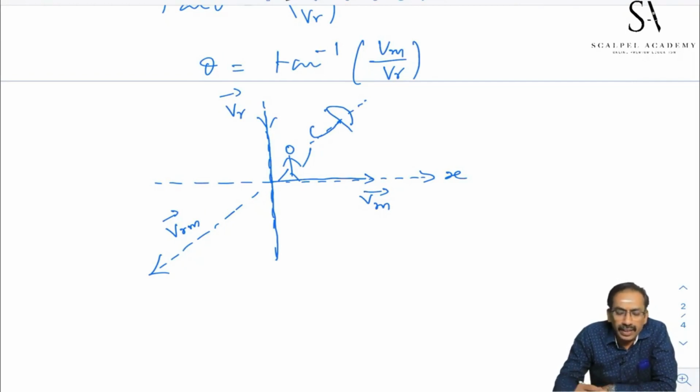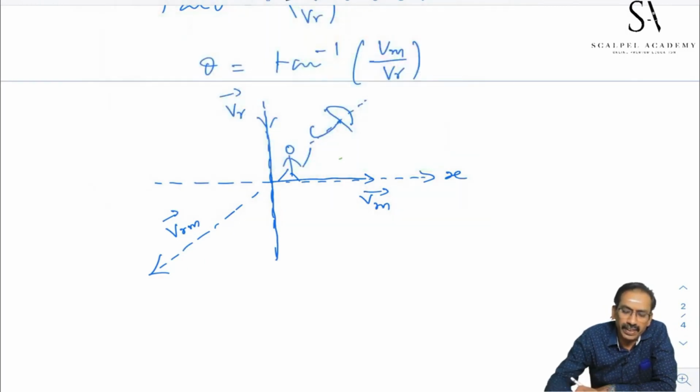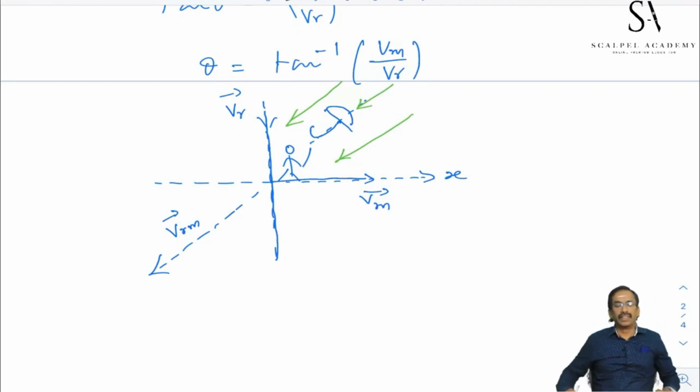For the man, the rain appears to fall in this direction. This is the relative velocity of the rain direction. So he has to hold it in this direction in order to protect himself, not vertical. If he stops moving, then he has to keep the umbrella vertically upward in order to protect himself.